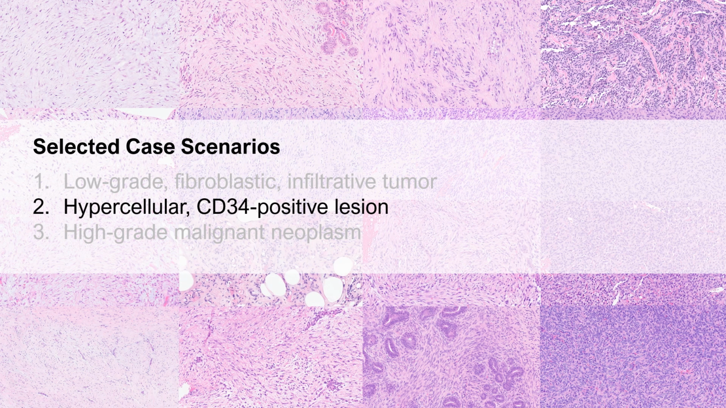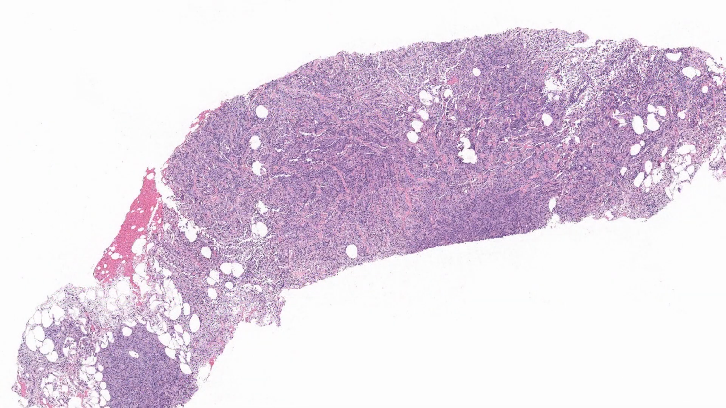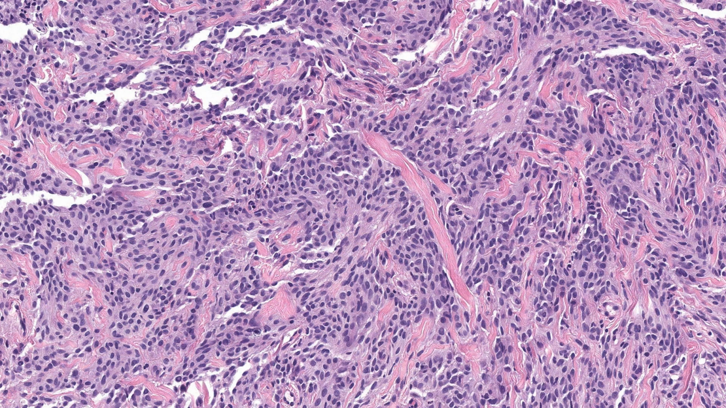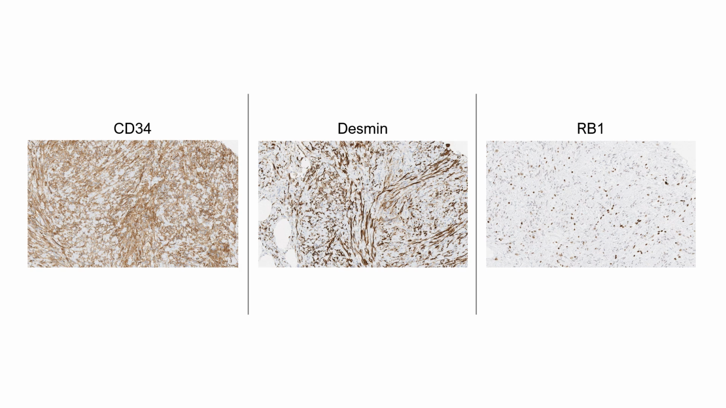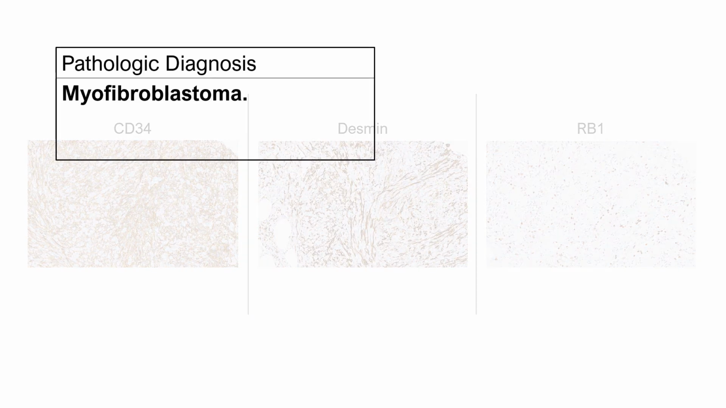The next case scenario that we'll look at is a hypercellular CD34 positive lesion. On low power, we can see that there's diffuse involvement by a cellular proliferation, which on higher power is seen to be composed of ovoid spindled cells with bland cytology arranged in short intersecting fascicles with interspersed bands of hyalinized collagen. By immunohistochemistry, we see the lesional cells are positive for CD34 and desmin, whereas RB1 shows markedly diminished to absent nuclear staining. This, of course, then supports the diagnosis of myofibroblastoma.